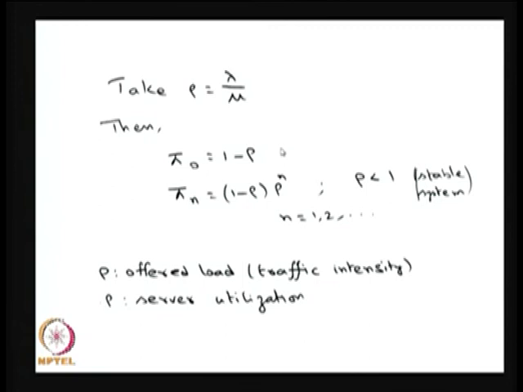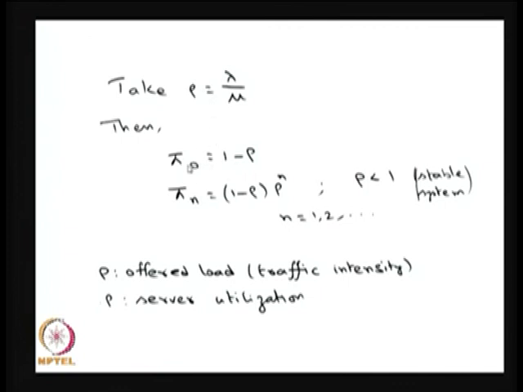That means in the long run, this is the proportion of time the system will be empty. And pi n, the probability of n customers in the system in the long run, is 1 minus rho times rho to the power n, where rho is less than 1. This rho can be visualized as the offered load also, because rho is nothing but the mean arrival rate divided by mu, the mean service rate, and this ratio gives the offered load.